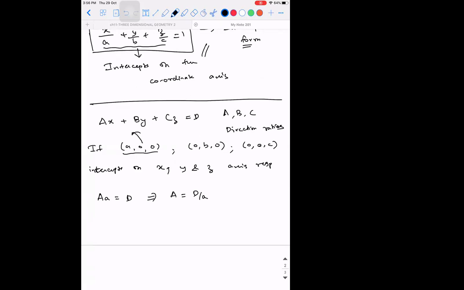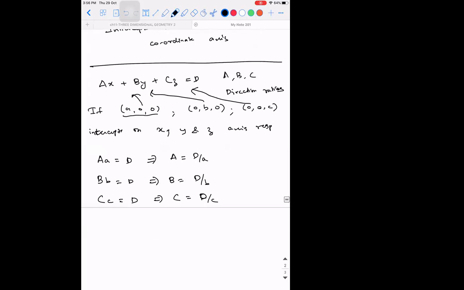Similarly, capital B into small b will be equal to D. I hope you're able to understand. If you take this and substitute it here, you will get capital B into small b is equal to D, so capital B will be equal to D by b. Similarly, if you take this point and substitute it here, then capital C into small c will be equal to capital D, which implies capital C will be equal to D divided by c.